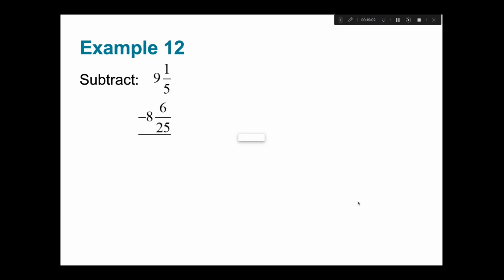Okay, let's look at our next one. Ooh, fun. Now we get to subtract. Sometimes when we subtract, we have to borrow. Okay? It is fun, Blake. It is so fun. Ew. So I have a 9 1/5 and 8 6/25. The first thing I need to do is find a common denominator.